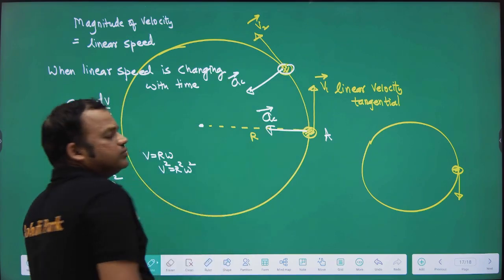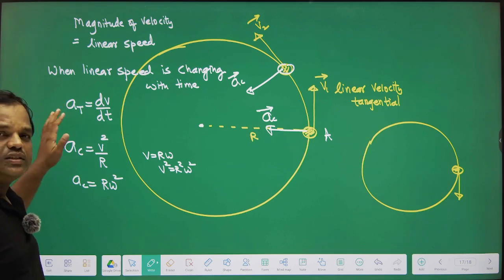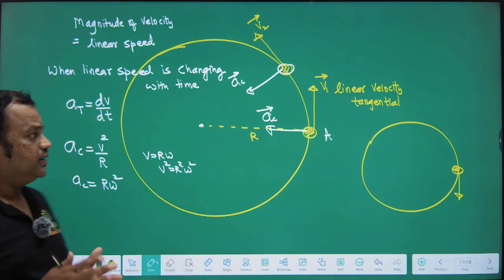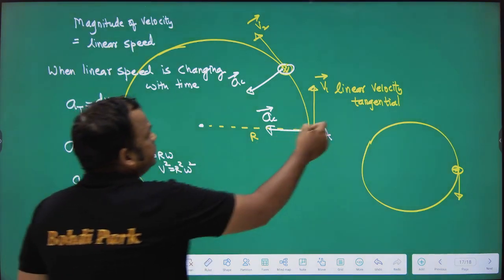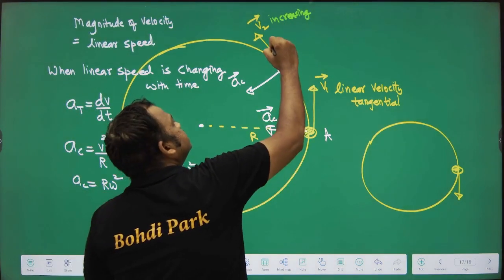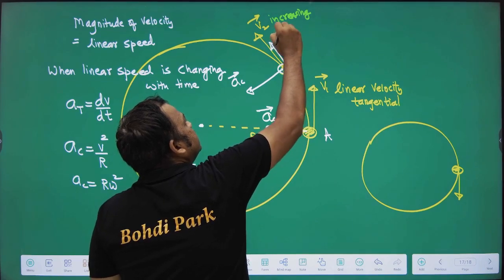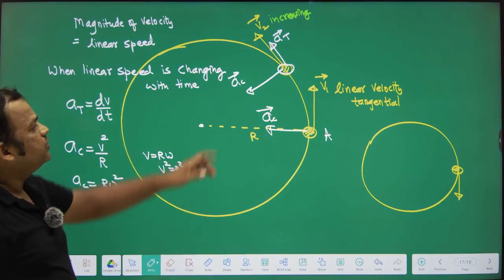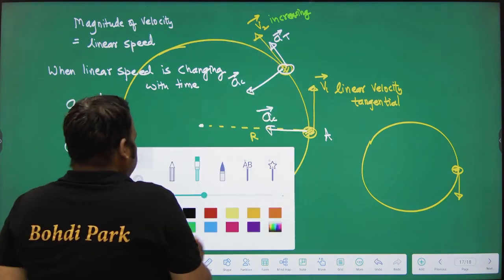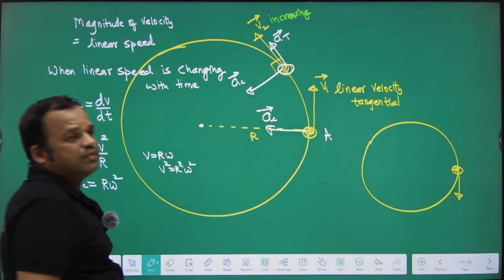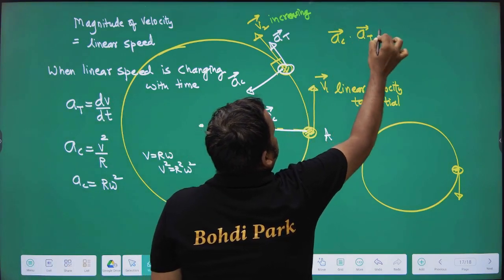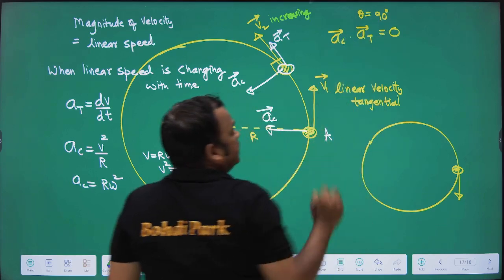And velocity is tangential. What is the direction of tangential acceleration? As the name suggests, tangential acceleration is also along the tangent. So we have to consider whether the linear velocity is increasing or decreasing. If linear velocity is increasing, then tangential acceleration will be along velocity. So at this point, the tangential acceleration is parallel to linear velocity. Now we have two accelerations, a_c vector and a_t vector. a_c vector is towards the center, a_t vector is along the tangent. The angle between a_c vector and a_t vector is 90 degrees. They are perpendicular to each other, so their dot product is 0. a_c vector dot a_t vector is 0 because the angle between them is 90 degrees.